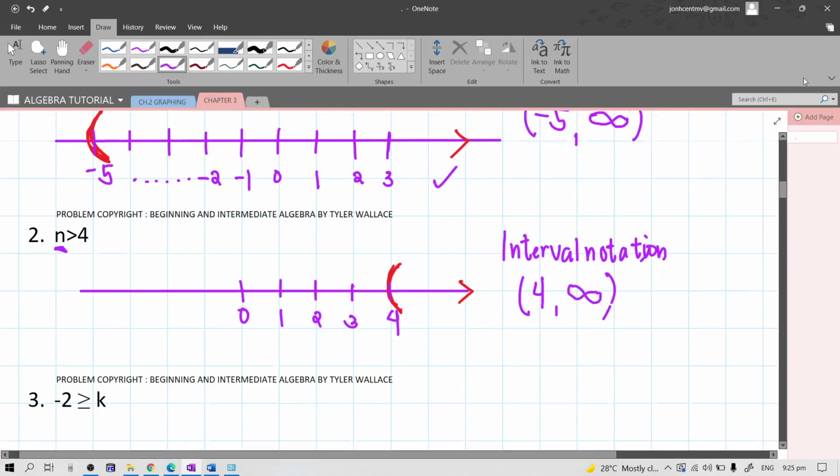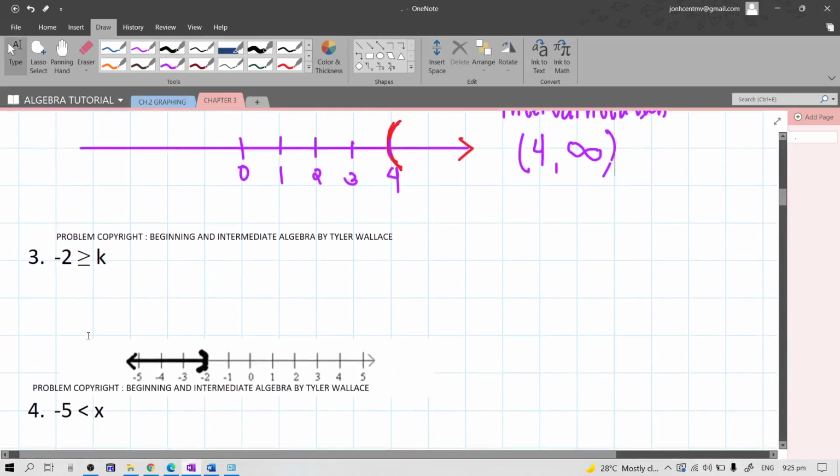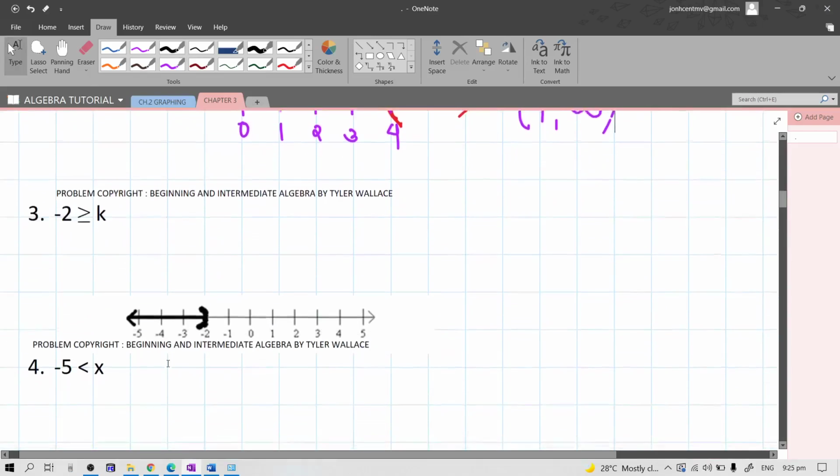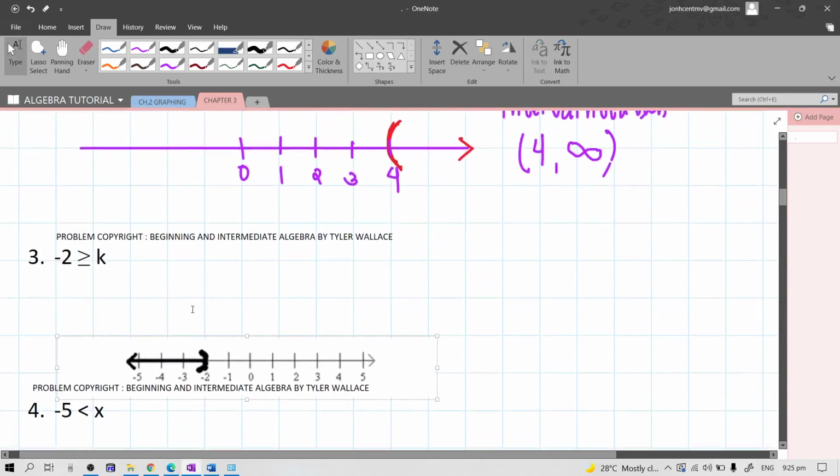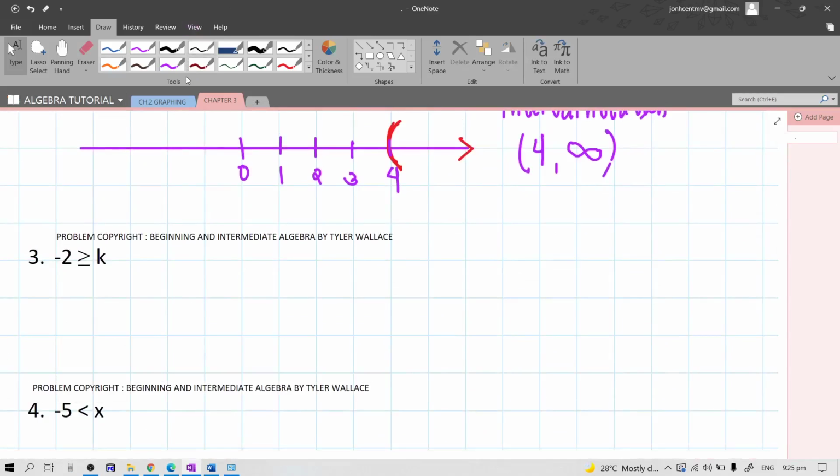Okay? Yan. So, next is problem number 3. Okay? So, a number or negative 2 is less than or equal to k. Okay? So, let's graph it.